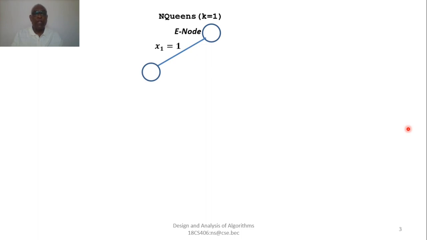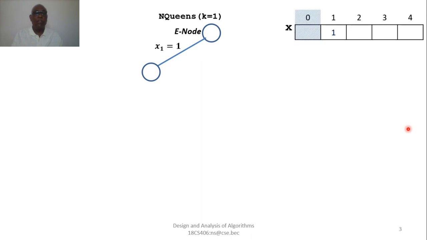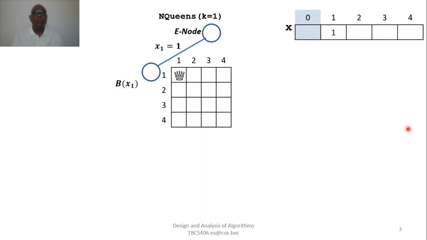Because we started at k equal to 1, we choose a value for x1. The first value x1 can take on is 1 in the 4-queen problem, and we create a child node. This child node defines a partial solution, and this partial solution has to be stored somewhere. Presently, the partial solution consists of only one value, the value of x1. So it is stored in a global array x, which is the solution array.